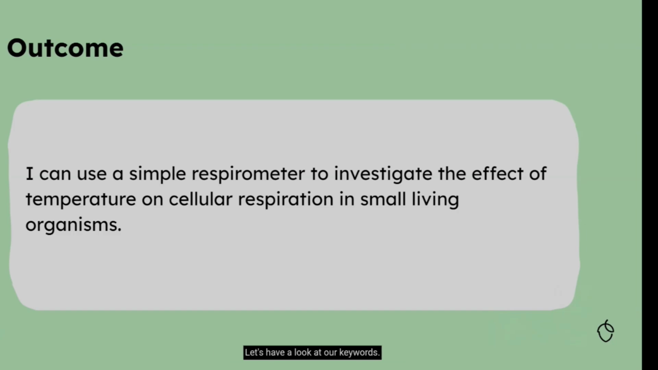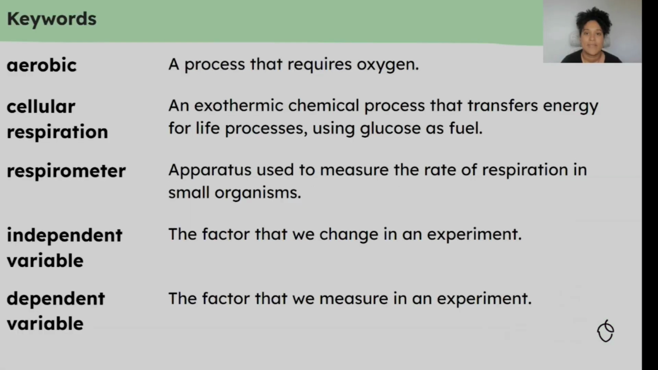Let's have a look at our keywords. We have 5 keywords for today's lesson. I'm going to read them out now. Aerobic, a process that requires oxygen. Cellular respiration, an exothermic chemical process that transfers energy for life processes using glucose as a fuel. Respirometer, apparatus used to measure the rate of respiration in small organisms.